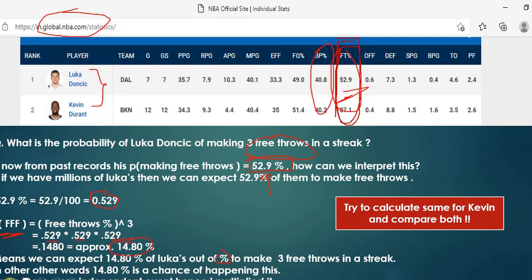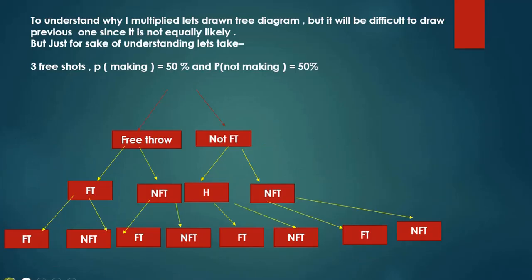Now I have drawn a tree diagram here to understand. For simplicity, I have taken the probability of making a free throw as 50% and not making it as 50%, so it is simple to draw the tree diagram. This also explains the concept. I have taken them as equally likely: free throw, not free throw, 50-50%. Therefore, two outcomes, and from the tree diagram you can see each has 50%.